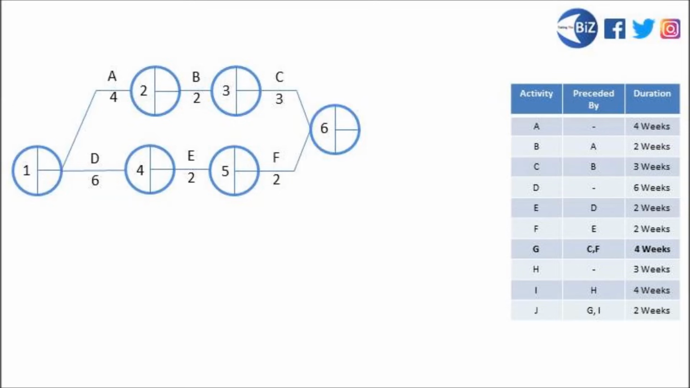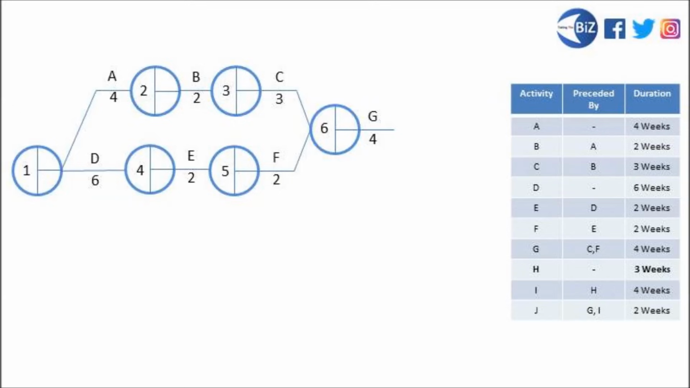We'll write on that it takes 4 weeks, and by having 2 lines heading to node 6 for both C and F, we're indicating that G cannot kick off until both of those other activities are completed.